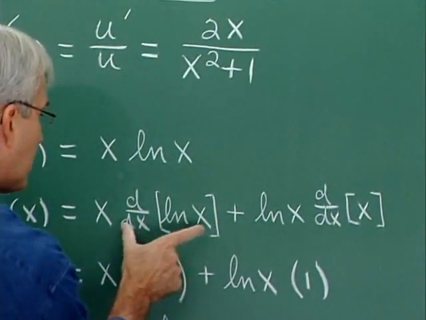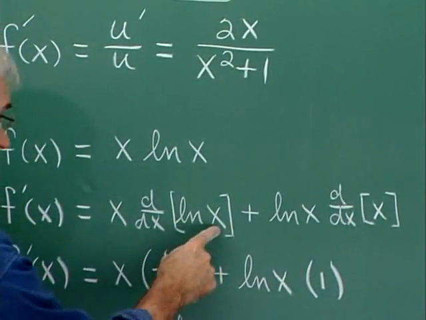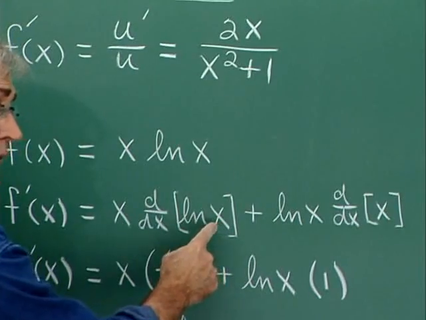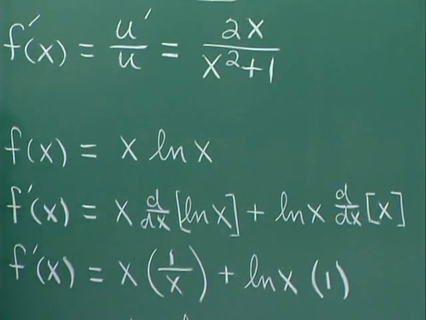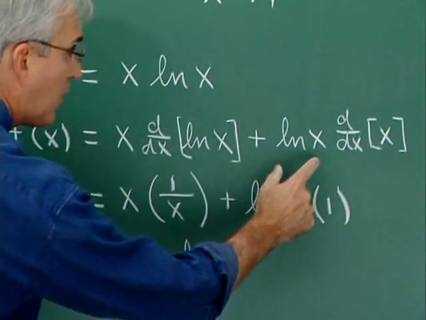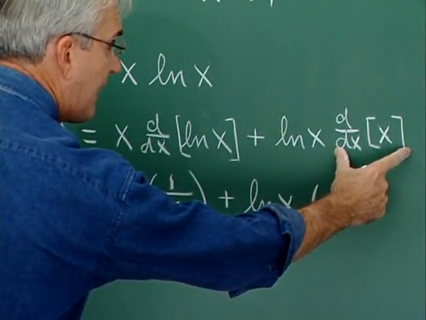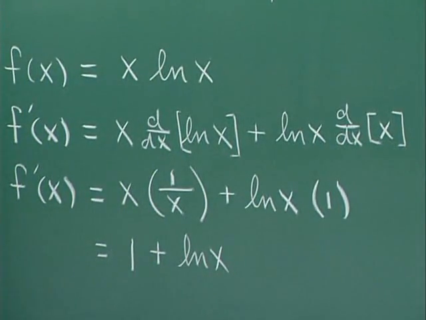Now think in terms here of the u prime over u. The u business is simply the x. So it is u prime, that's simply 1, and u is x. So x times 1 over x is 1, and over here we have ln x times the derivative of x is 1, so this is ln x, so 1 plus ln x.